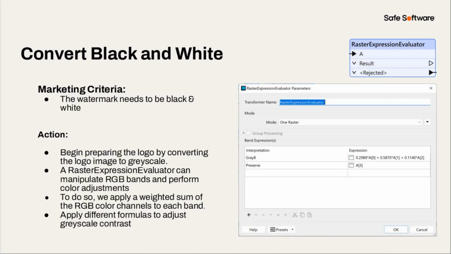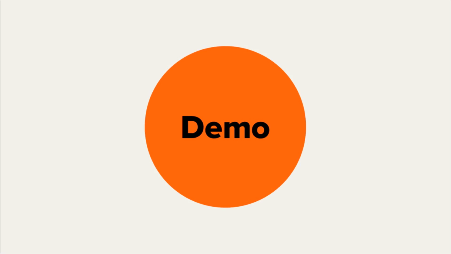We're going to use the raster expression evaluator in one raster mode where A represents our raster and the following digit corresponds to a band. So in this case, when you say A and then bracket 0, that's actually regarding our red band. In our band expression or formula, we need to multiply each color channel or band by a weighted sum. The weighted sum will control grayscale intensity, and we're going to see how this works in the following demonstration. Now we'll jump into the demo video.